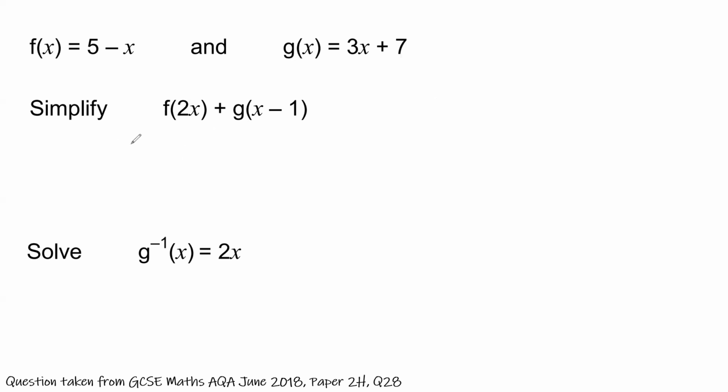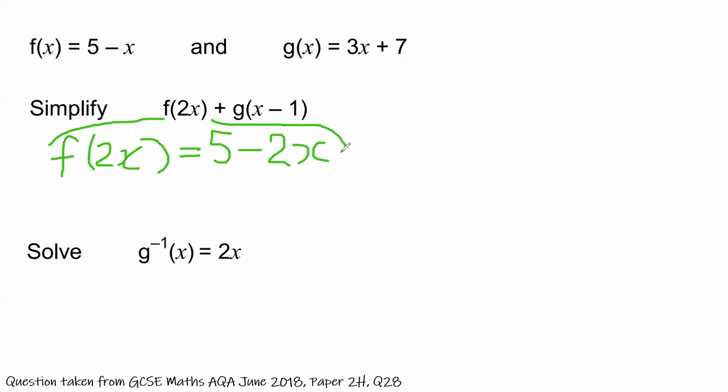What I'm going to do is separate it out into two separate steps. Every time we see x here, we put in 2x instead, because rather than it being a function of 1x, it is a function of 2x. So rather than putting x in, we're putting 2x in. We keep the 5 the same, we see an x, we put in 2x. So we've got 5 minus 2x. So f of 2x is equal to 5 minus 2x. Fairly straightforward at this point.